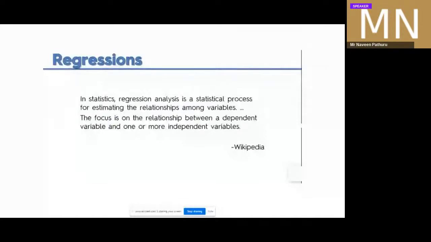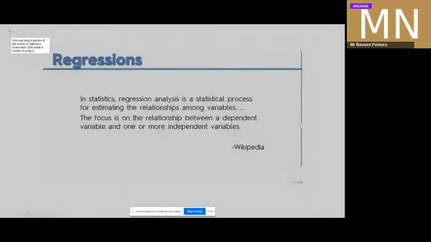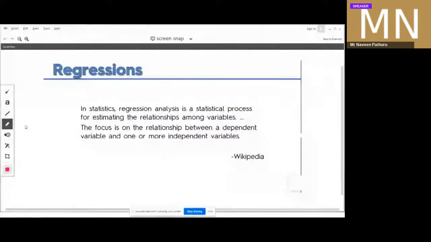If we want to understand the causation, what can we do? One of the things that we could do is regression. In statistics, regression analysis is a statistical process for estimating relationships, which means regression will tell you the relationship between the variables. The focus is on the relationship between a dependent variable, more importantly, and one or more independent variables.